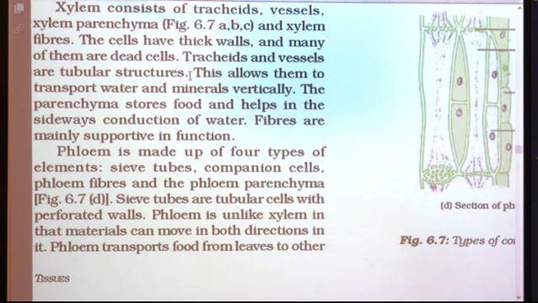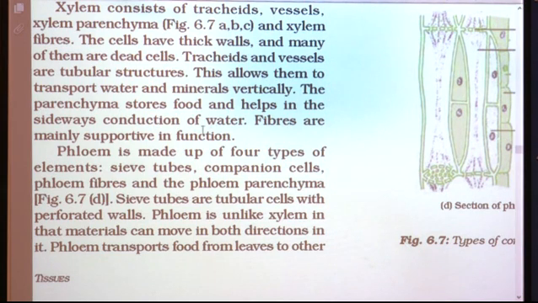So, what is the shape of tracheids and vessels? They are like tubes. This allows them to transport water and minerals vertically. So, water gets transported vertically. There is a vertical column formed in the plants and this is because of the presence of tracheids and vessels. Okay, so, these tracheids and vessels allow the transportation of water and minerals vertically in the upward direction.